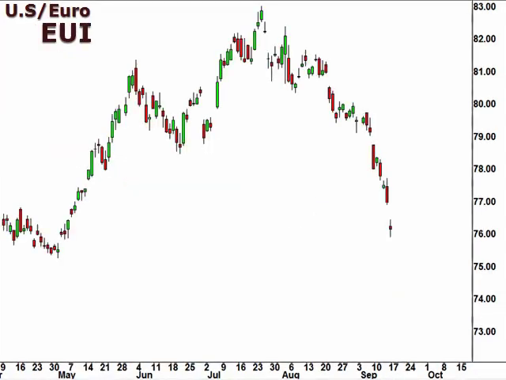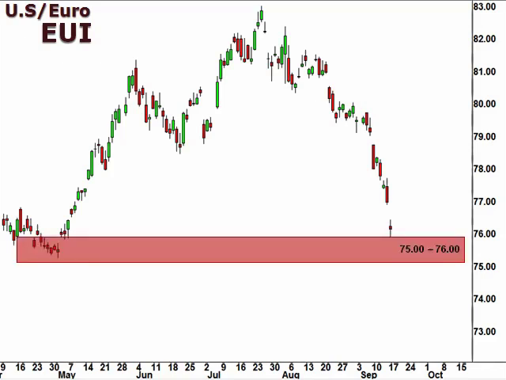Let's take a look at the EUI, the US dollar versus the euro. The EUI continues to trend lower but sits at an important support level. We expect a bounce this week that is likely to test 77.78 for upside resistance.